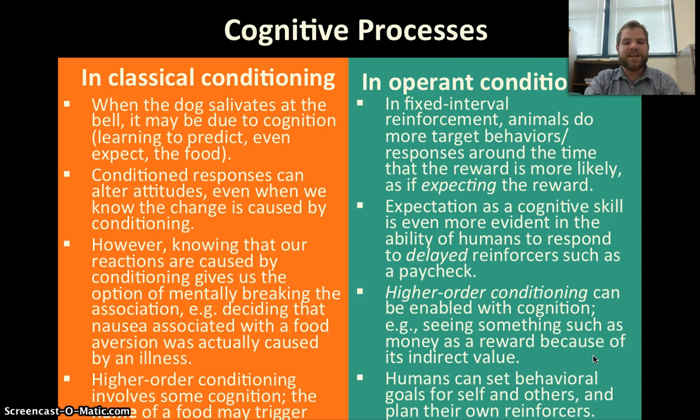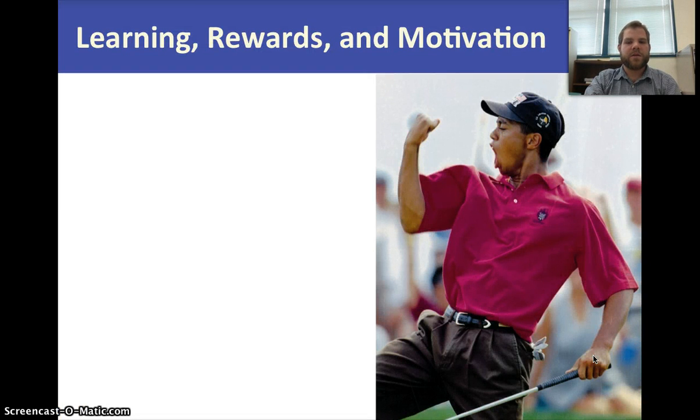So humans can set behavioral goals for self and other and then plan their own reinforcers. I think this is interesting too. It shows the power of cognition, the power of thought. Well, there's good old Tiger Woods. We'll talk about learning, rewards, and motivation.